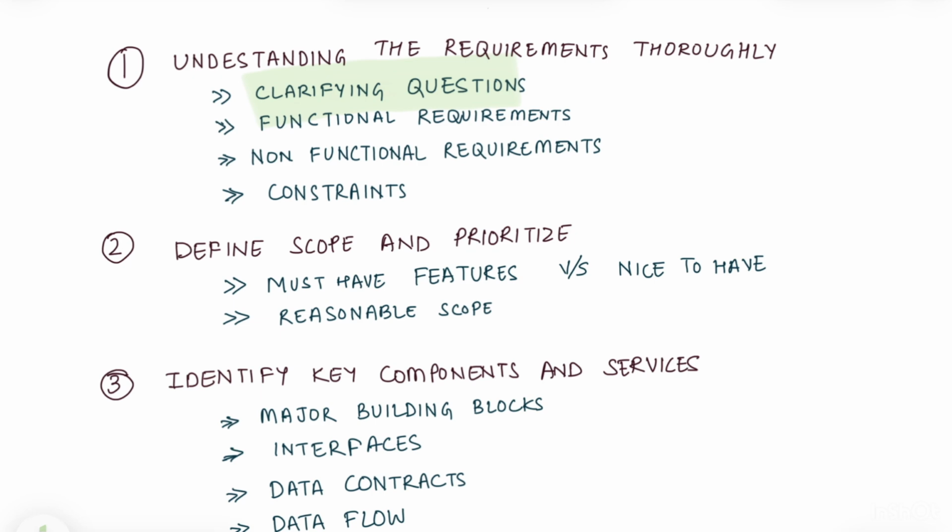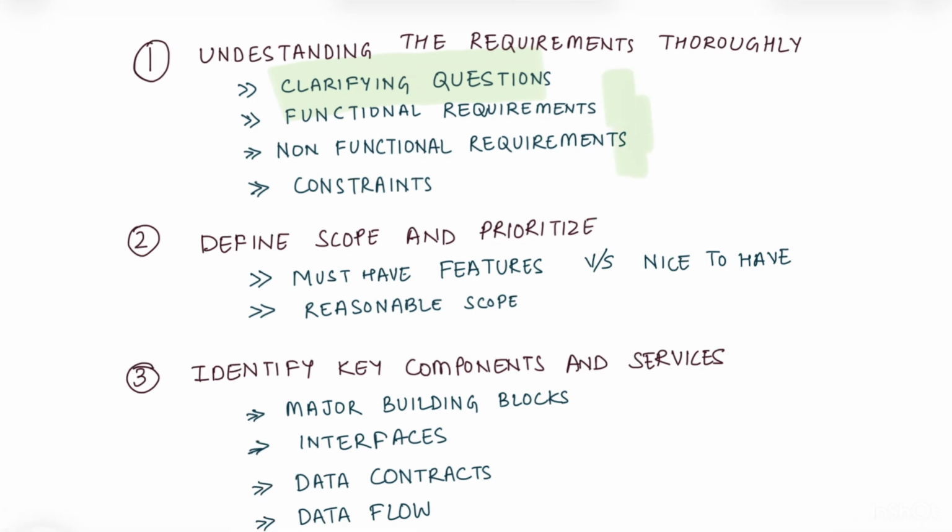Coming on to the functional versus non-functional requirements. Now, usually requirements are divided into two categories: functional requirements and non-functional requirements. Functional requirements are what the system should do. Example, send notifications, store messages, generate short URLs. While the non-functional requirements are how well the system should do it. For example, scalability, reliability, low latency, high availability.